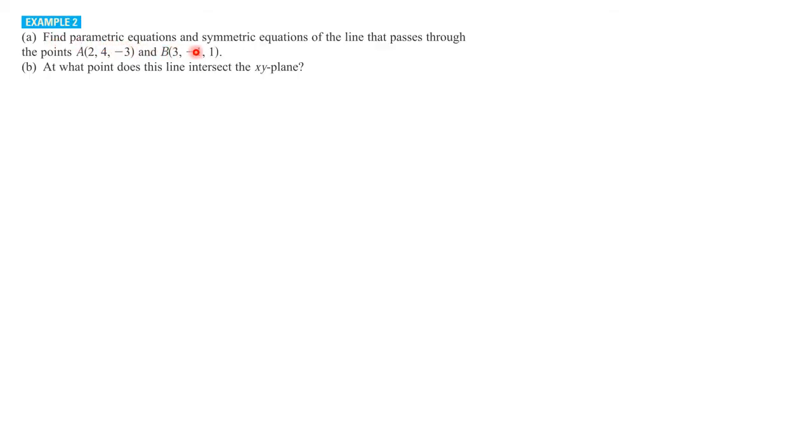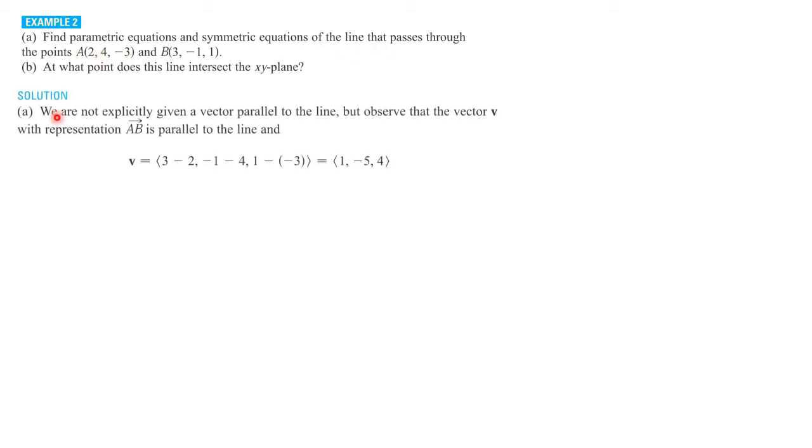Find parametric equations and symmetric equations of the line that passes through the points A and B. We don't have a vector parallel to the line, so we observe that the vector v, that is AB, is parallel to the line. So AB is equal to v, which is 3 minus 2, minus 1 minus 4, 1 minus minus 3. We will get 1, minus 5 and 4.